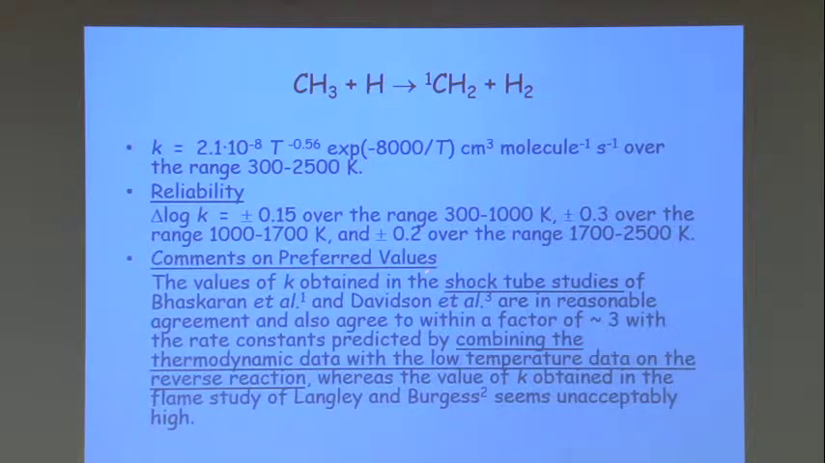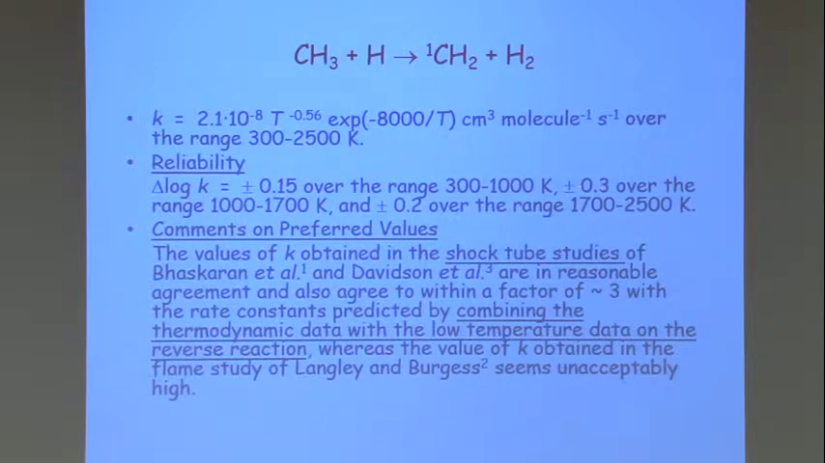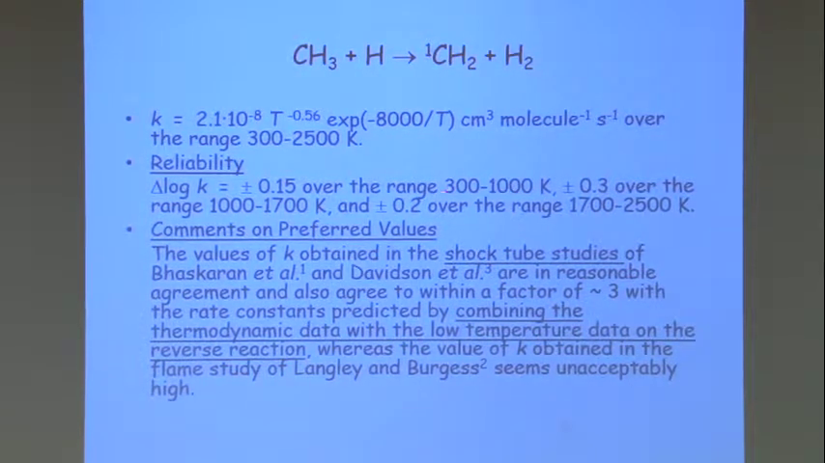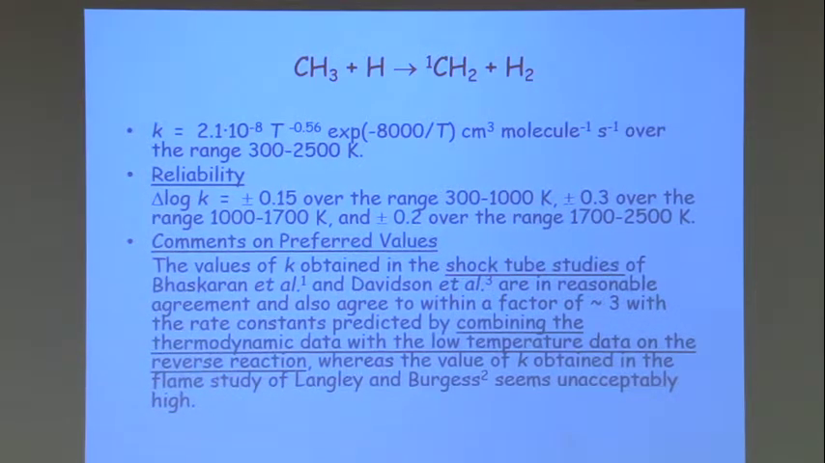Here's CH3 plus H going to singlet CH2 plus H2. So there's the rate data. Here are the estimates, comments on the preferred values, etc. Shock tube studies are in reasonable agreement with combining thermodynamic data with low temperature data on the reverse reaction, singlet CH2 plus H2, whereas the value for k obtained from a flame study of those seems unacceptably high. So the uncertainty, the reliability, is 0.15 over the range 300 to 1000 K, 0.3 over that range 1000 to 1700 K, 0.2 over that range. So there are problems in the middle range because there aren't very many determinations, not bad at low temperatures, not bad at high temperatures.